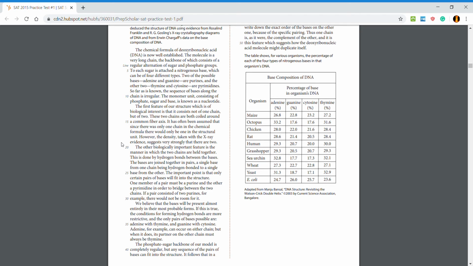The bases are joined together in pairs, a single base from one chain being hydrogen bonded to a single base from another. The important point is that only certain pairs of bases will fit into the structure. One member of a pair must be a purine and the other must be a pyrimidine in order to bridge between 2 chains. If a pair consisted of 2 purines, for example, there would not be room for it. We believe that the bases will be present almost entirely in their most probable forms. If this is true, the conditions for forming hydrogen bonds are more restrictive, and the only pairs of bases possible are adenine with thymine and guanine with cytosine.